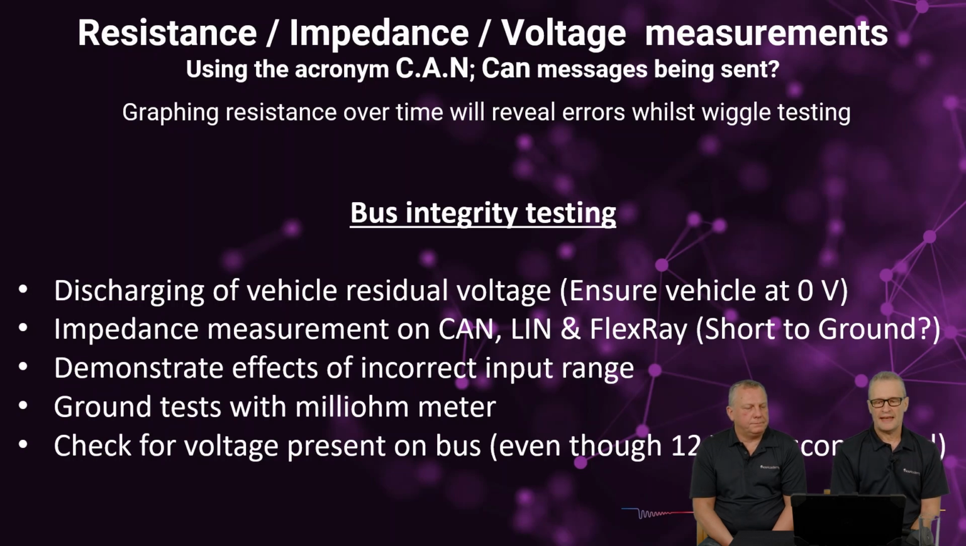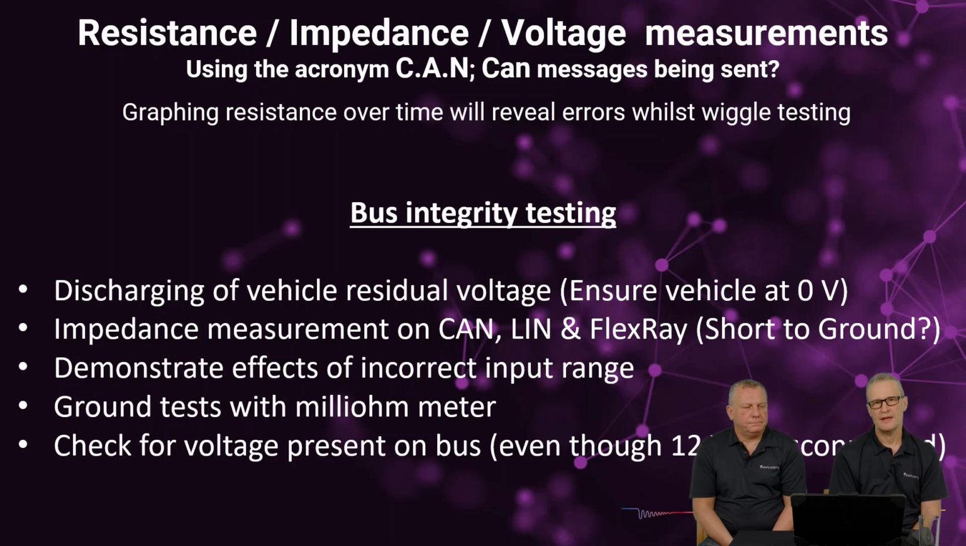Impedance measurement on the CAN, LIN and FlexRay. Is it short to ground as well? Not only does the network have a specified resistance, we want to make sure that while we're in there and the vehicle is dead, we check for shorts to ground. Let's have a look at ground testing with a milliohm meter. Remember, the vehicle is completely dead. We've got an opportunity now to measure the ground of the offending ECU, or what we believe to be the offender, with the milliohm meter.